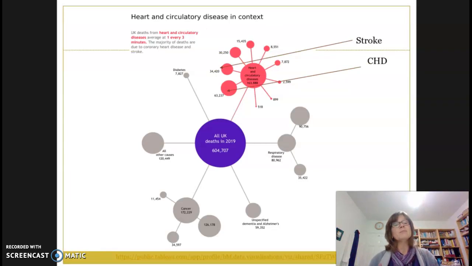So this diagram just gives you an overview of the causes of death across the UK. It just shows you that heart and circulatory diseases are a massive part. You've got actual numbers there. Cancer causes 28% of deaths, so that's very significant too. So big numbers of people affected by cardiovascular disease.